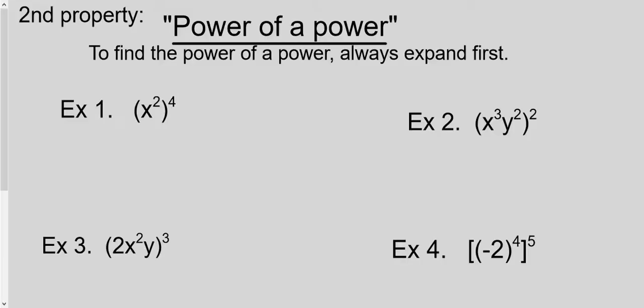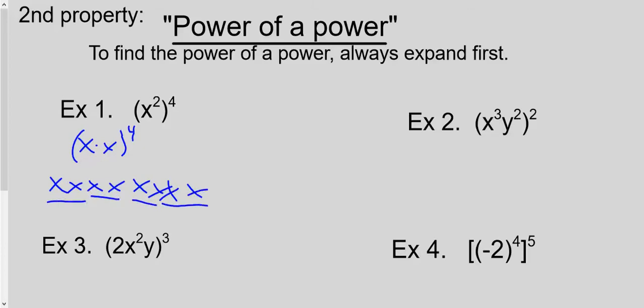All right, here we have power to a power. So we have exponents to exponents. So we have x times x, and then we have that to the 4th power. So you have x times x 4 different times. So you have x times x, x times x, x times x, and x times x. That's x to the 8th power.